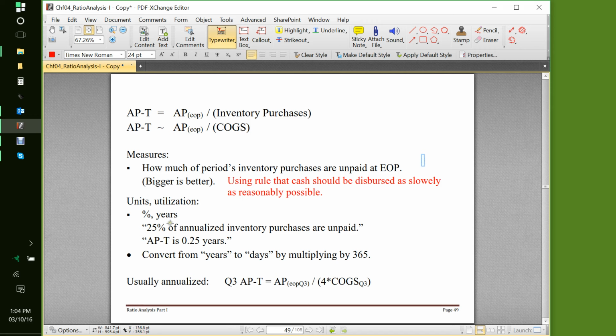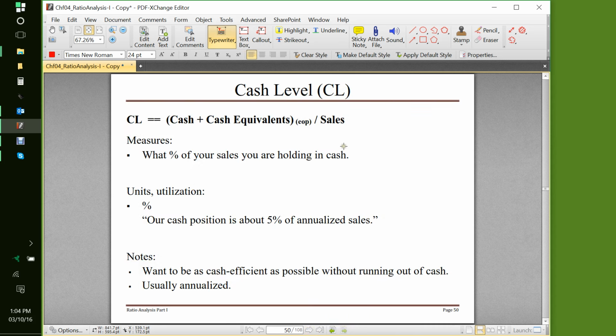Okay, so what are our units and utilization here? Percent or years? People say things like 25% of our annualized inventory purchases are unpaid, or our accounts payable turnover is a quarter of a year. Some folks like to say days, so they'd just multiply by 365, and they'd say our accounts payable turnover is 70 days, for example. Okay. We have our usual annualization caveat there.